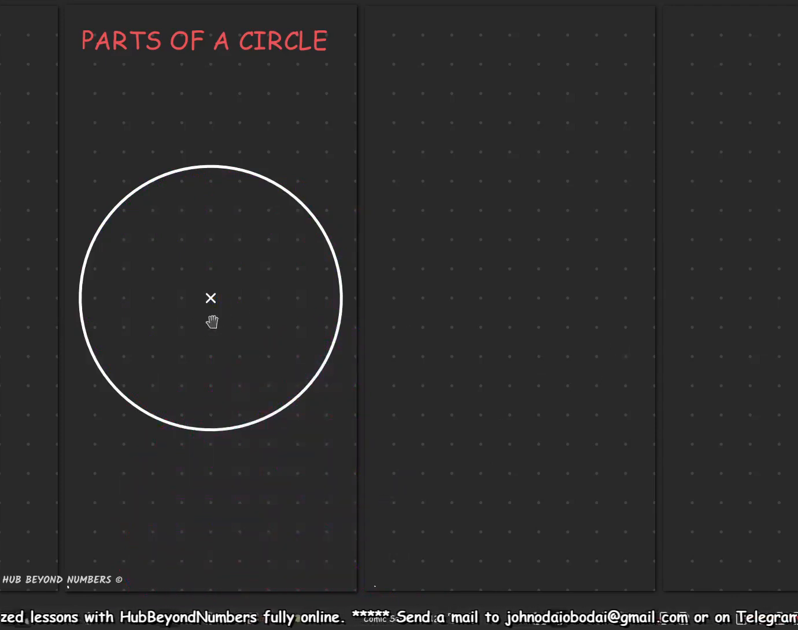Now what you see here is what we call the center of the circle. This here, that is the center of the circle. That is the what? The center of the circle.